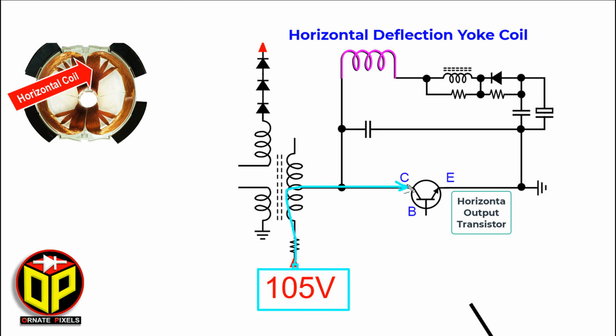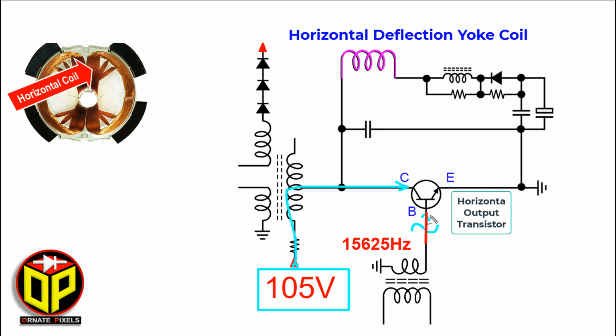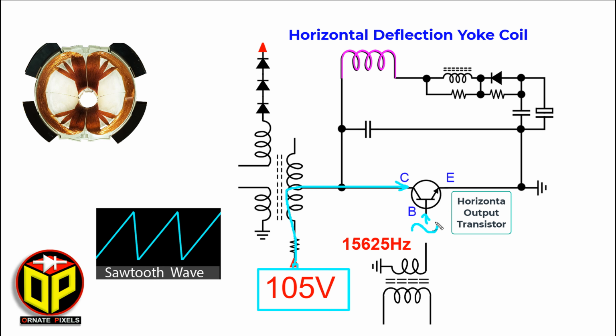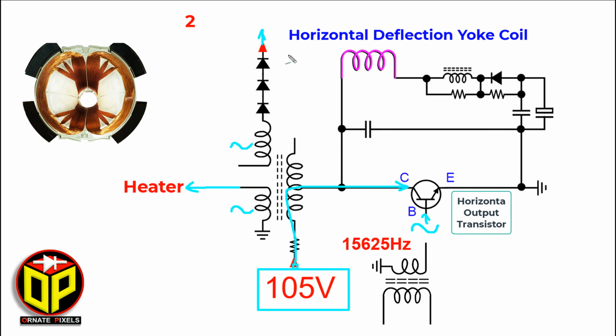From the horizontal driver transformer, a 15,625 Hz pulse comes to the base. This is actually a sawtooth wave which is amplified by this transistor and output from the secondary coil for the filament voltage and for the accelerator grid. Usually 20,000 volts are produced from here.